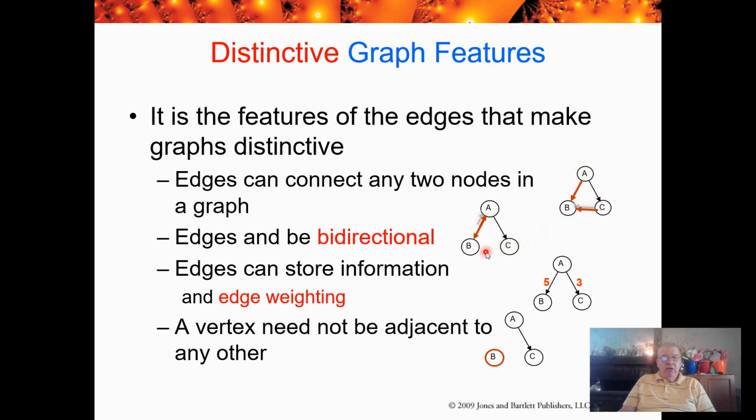Edges can be bidirectional, and normally when edges are bidirectional, all the edges are bidirectional. It's called a digraph, directed graph, and you don't put the arrowheads in. So also you can store weight information. In the previous set of slides, they were mileages. They could be mileage. They could be amount of effort, any kind of weighting. And they don't need to be adjacent. So here's node B is disjoint from the rest of the graph.